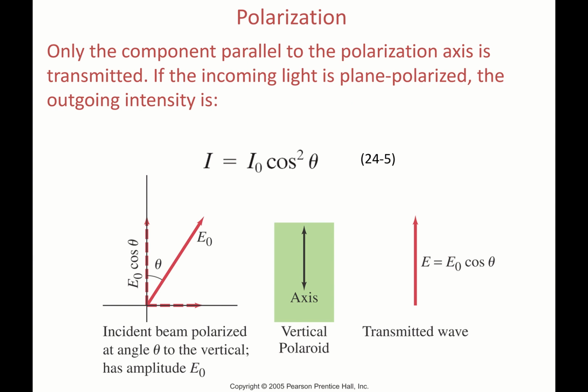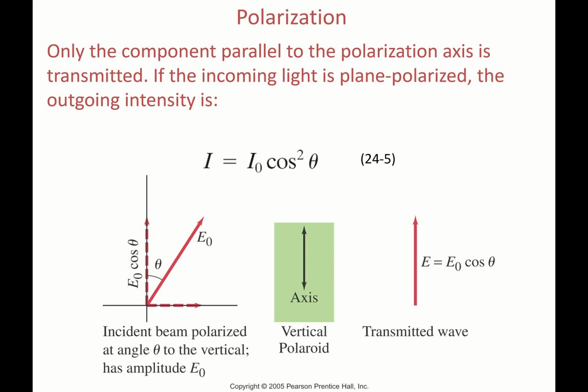Only the component of the electric field that's parallel to the polarization axis will be transmitted. So if the incoming light is polarized in a planar manner, so that it's all in one direction, then the outgoing intensity of the light is equal to the incoming intensity times the cosine squared of the angle between the polarizer axis and the electric field direction.